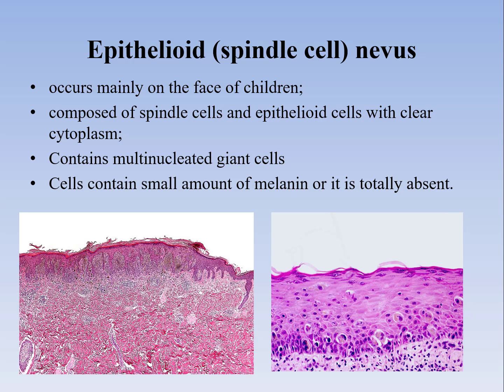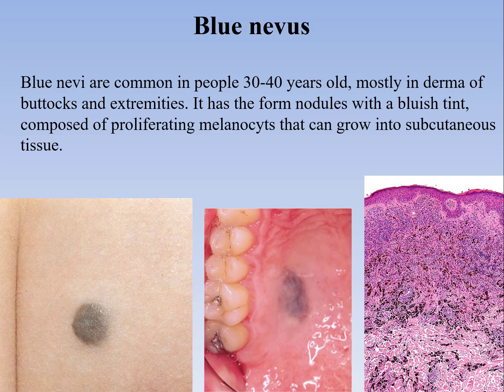Epithelioid or spindle cell nevus occurs mainly on the face of children, composed of spindle cells and epithelioid cells with a clear cytoplasm. It contains multinucleated giant cells. Cells contain a small amount of melanin, or it's totally absent. Blue nevi are common in people 30-40 years old, mostly in the dermis of the buttocks and extremities. It has the form of nodules with a bluish tint, composed of a proliferation of melanocytes that can grow into the subcutaneous tissue.